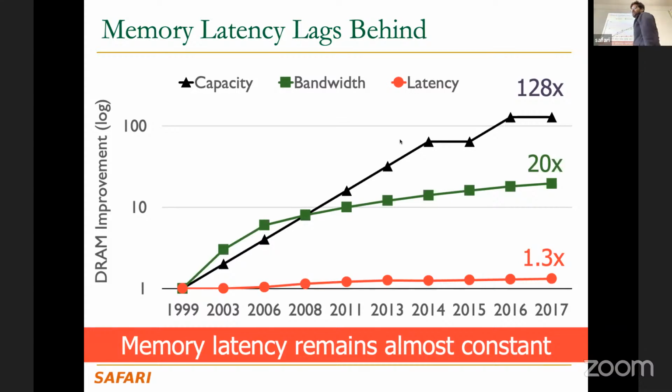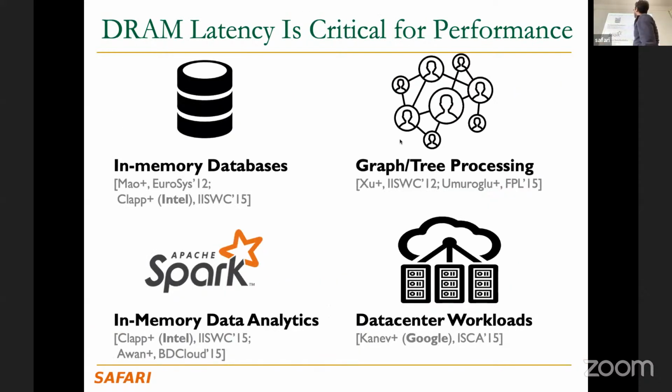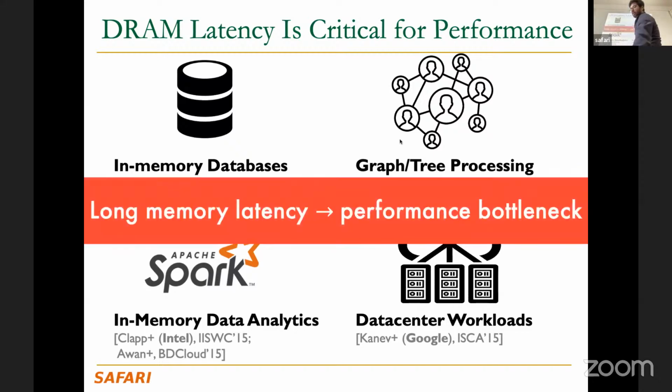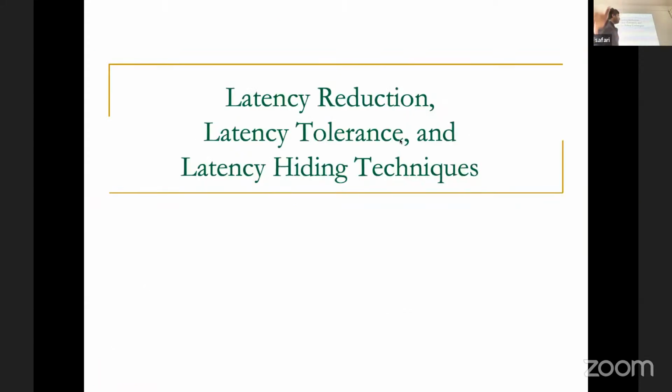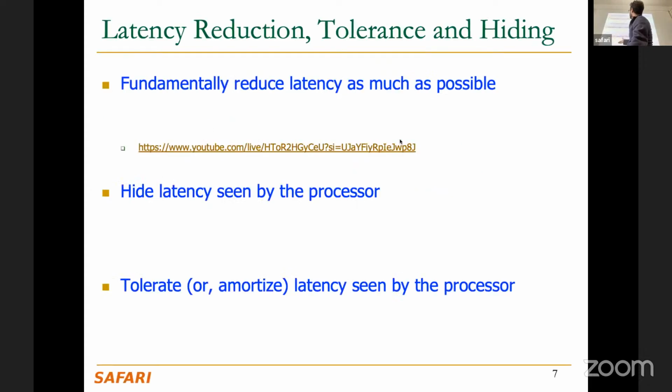So if you look at modern workloads, they put a heavy demand on the data that they generate and churn out, so they are more and more memory latency bound. Memory is not catching up with the rate at which data can be processed. That's the problem: long memory access latency eventually leads to the ultimate performance bottleneck. We have primarily three techniques: latency reduction, latency tolerance, and latency hiding techniques, to make processing as fast as possible.